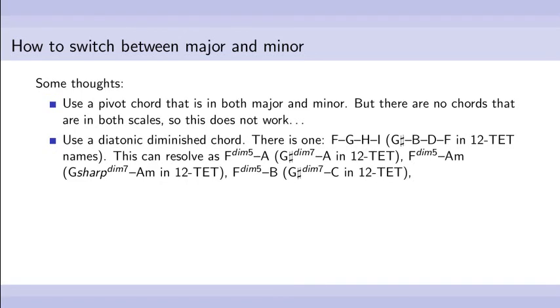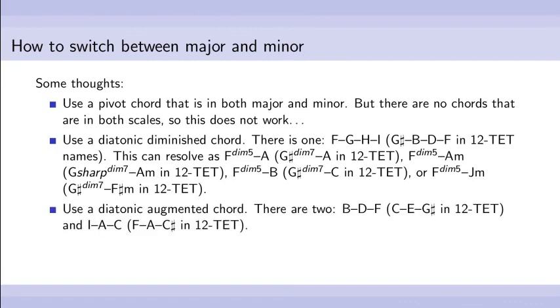F diminished to B major, or F diminished to J minor. Use a diatonic augmented chord. There are two, B, D, F and I, S, E.